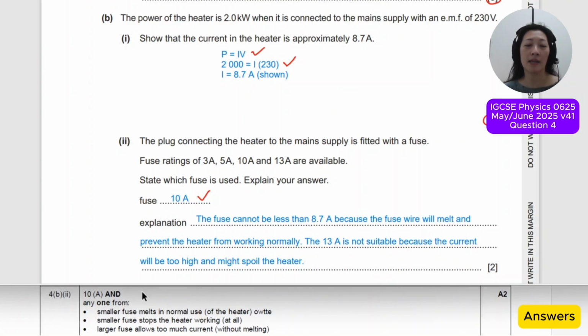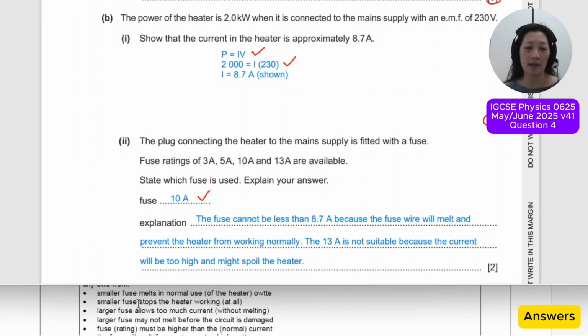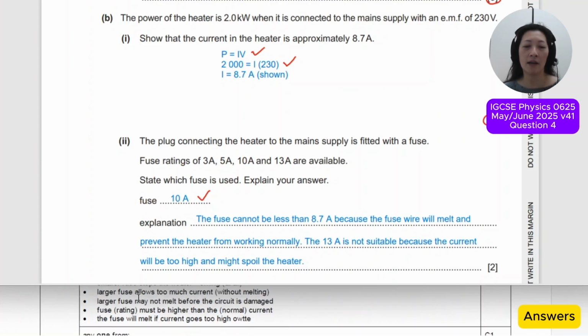So the correct reason is from any of the following. The smaller fuse melts in normal use of the heater. Smaller fuse stops the heater from working. Larger fuse allows too much current. Larger fuse may not melt before the circuit is damaged. The fuse must be higher than the normal current, or that the fuse will melt if the current goes too high, or words to that effect.